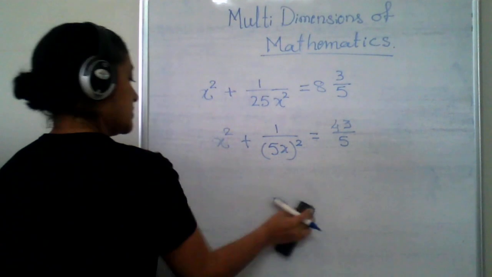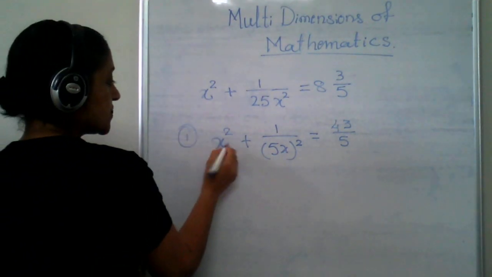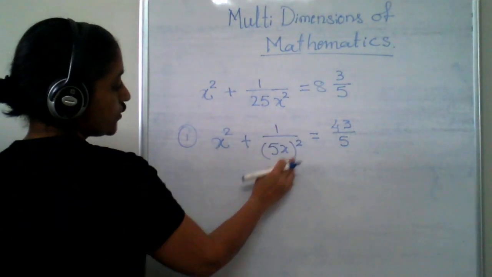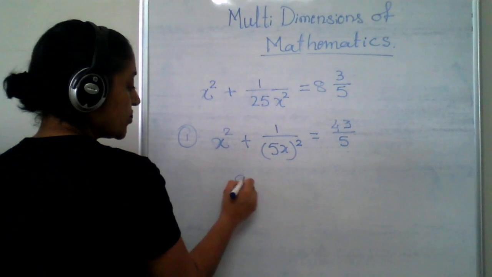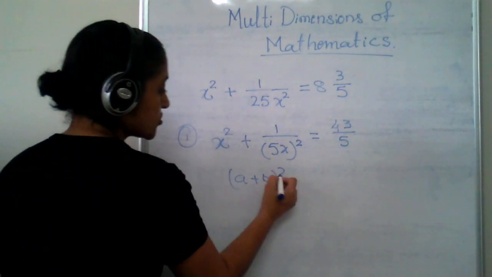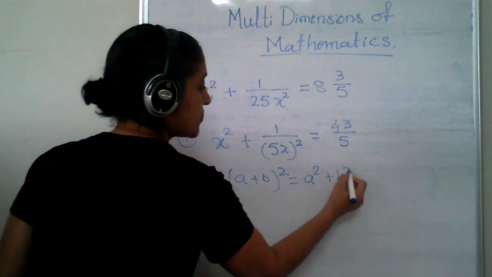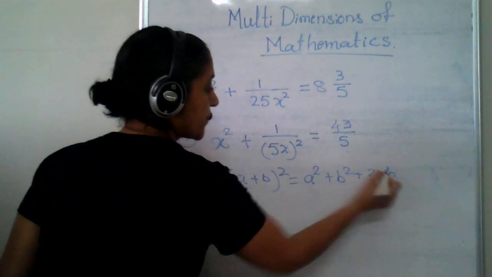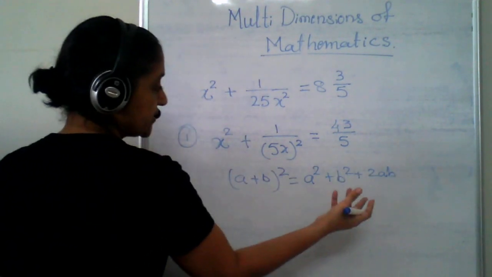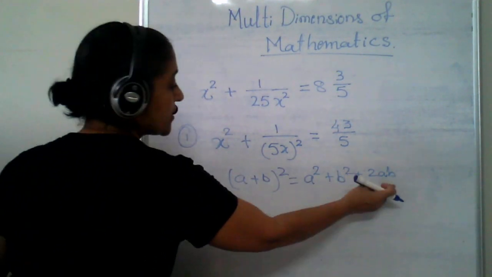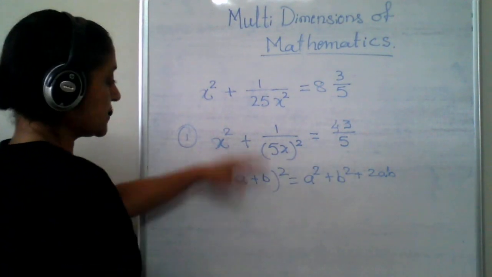These two terms, x square plus 1 upon 5x bracket square, are the square terms. Now in any a plus b bracket raised to square, what do we get? The expansion of this is a square plus b square plus 2ab, right? So this 2ab, which comes in addition with a square plus b square, is missing here, and we are going to write it in the next step.